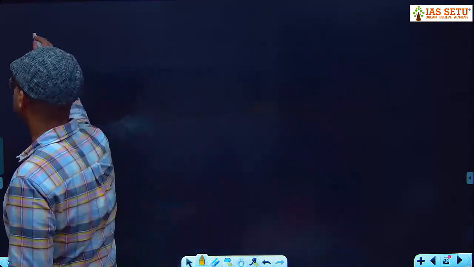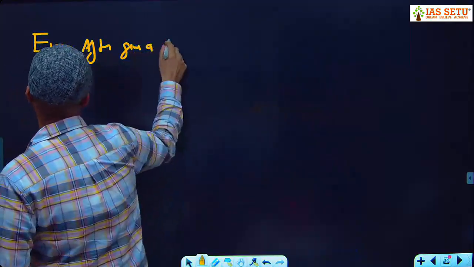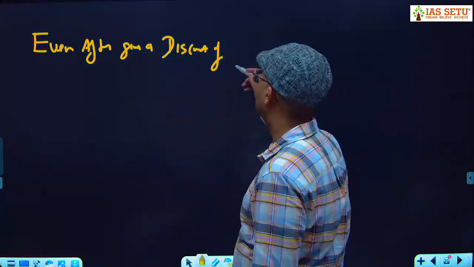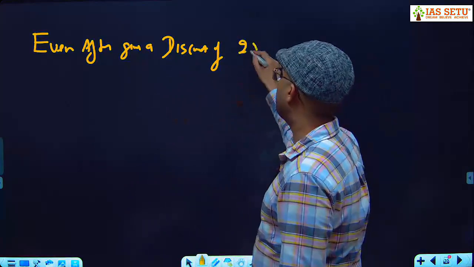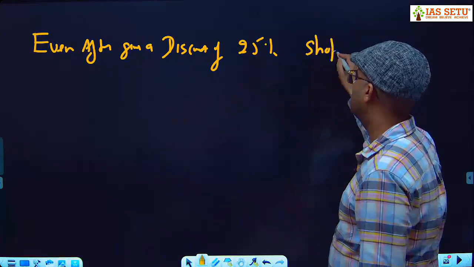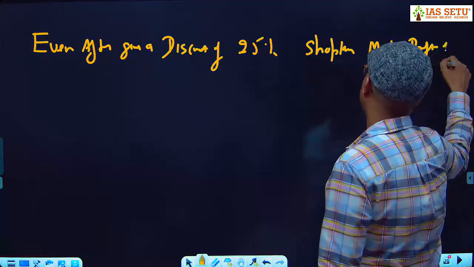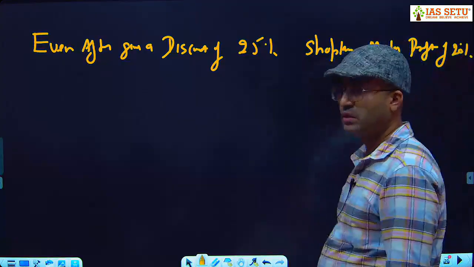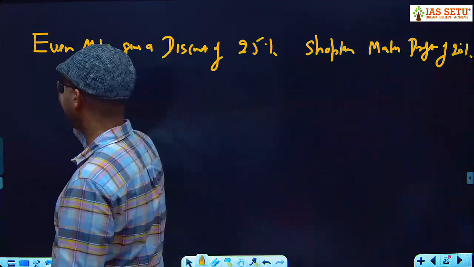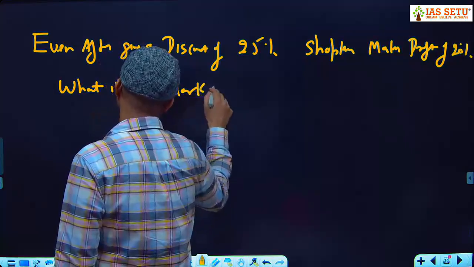Even after giving a discount of 25%, shopkeeper makes a profit of 20%. 25% डिस्काउंट देने के बाद भी शॉपकीपर मेक ए प्रॉफिट ऑफ 20%. व्हाट इज द मार्कअप? व्हाट इज द मार्कअप? आई टेल यू दिस इज द शॉर्ट क्वेश्चन.